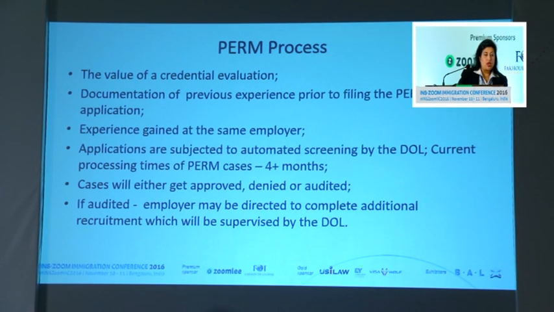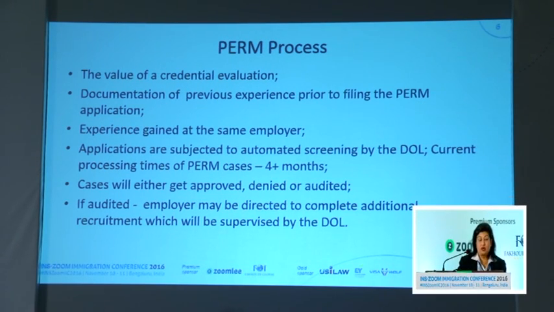Applications are subject to automated screening by the DOL. Current processing times of PERM cases are approximately 4+ months. This has reduced. It used to take 6 to 7. The law says it should take 45 days. It's never happened in 45 days from the inception of the PERM process in 2005. It had gone up to 6 or 7 months. I can share good news with you, it's down to 4 in the last few months.